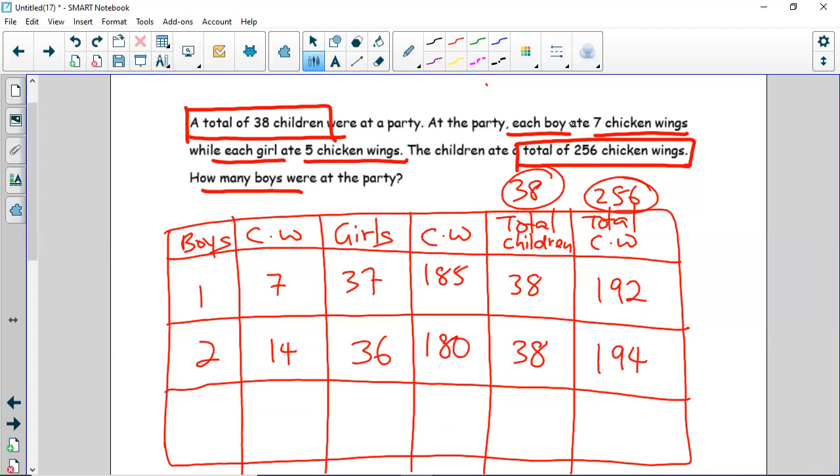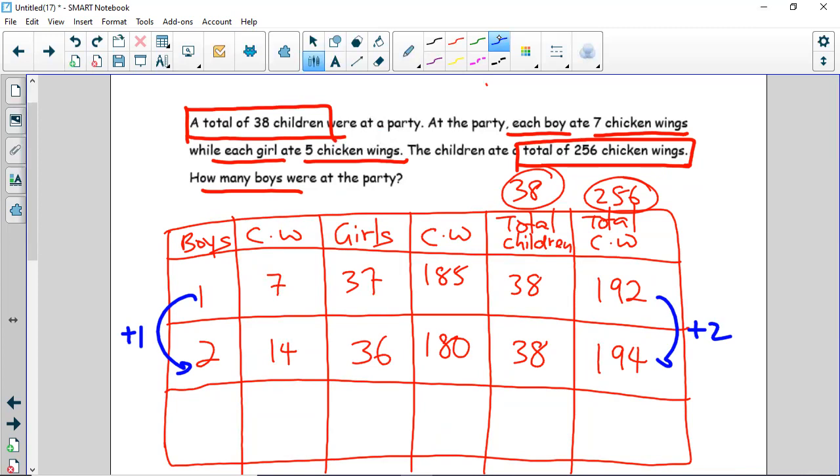But why do we have the first two rows? It's to find a pattern. So this method uses a pattern to help you find the answer faster. So what is the pattern? The pattern is, when you increase one boy, how many more chicken wings are added? You will have 2 more chicken wings added. So that is a pattern. All right, and this method can also be used for those pattern problems, and we will do the same thing as well.